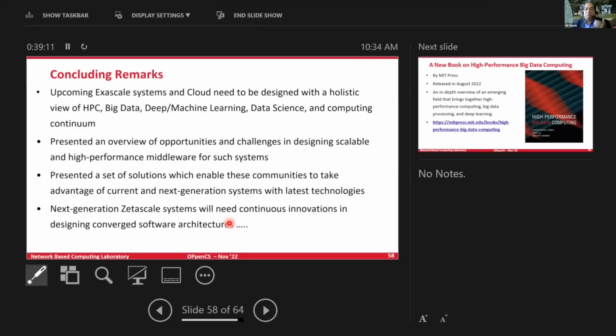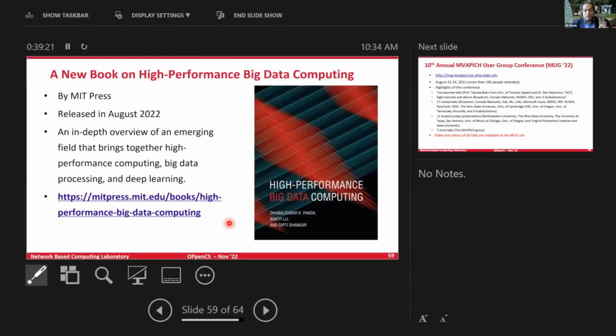Since we have already crossed exascale, people are talking about zettascale systems. And this is where people will be continuing to work. I just want to highlight this very nice book, which has been published by MIT Press. All our big data computing work has gone into it. So if you are really interested in knowing the state of the art, this is with Professor Jiawei Luo, and with one of my former students, Dipti.